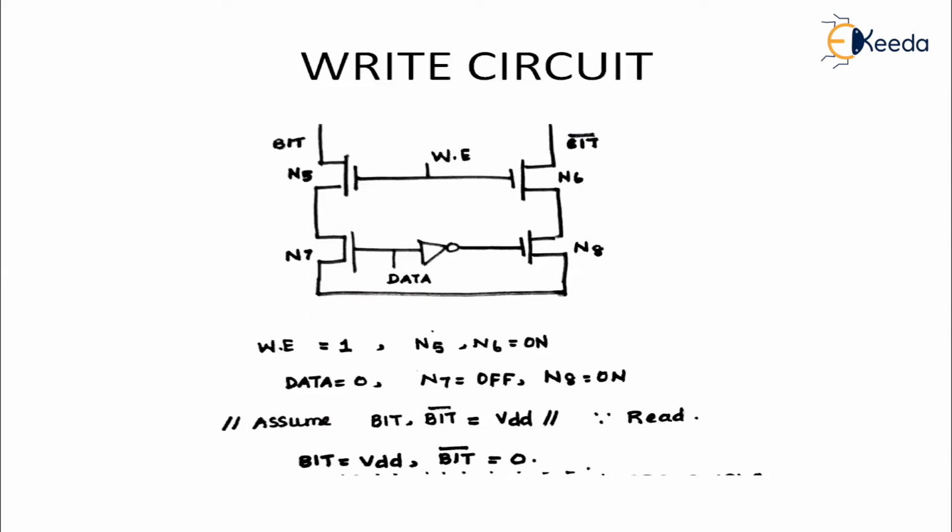That is the operation we saw in the previous video. There we assumed bit is equal to VDD and bit bar is equal to 0. I am explaining how that bit bar became 0 and bit became VDD, because I'm going to write a data of 0. The 0 is being written, N7 is turned off and N8 is turned on. Because of that, my bit bar is being discharged to ground.